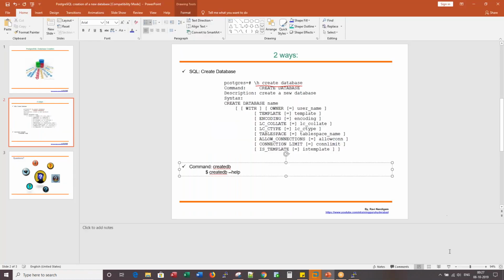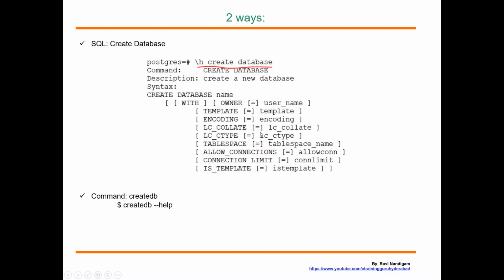So in summary, there are two different ways you can create a database in PostgreSQL. One is using a create database SQL statement. Another one is using a createdb command.